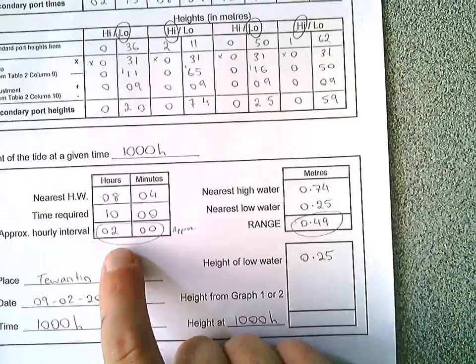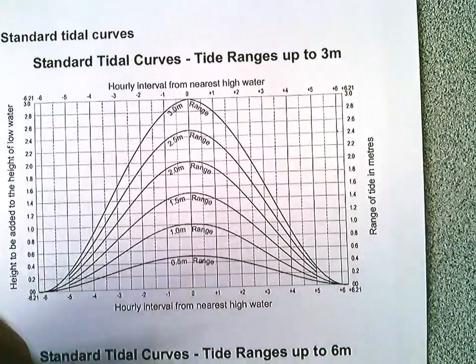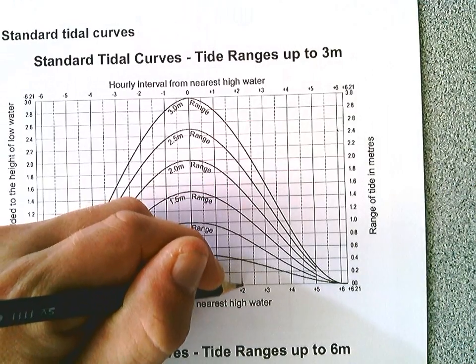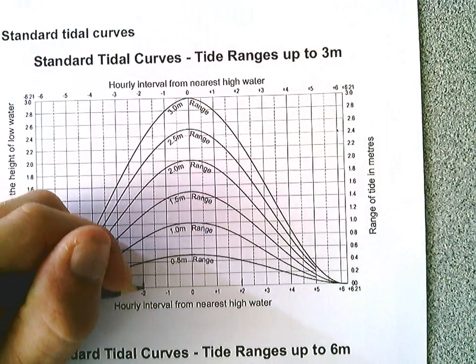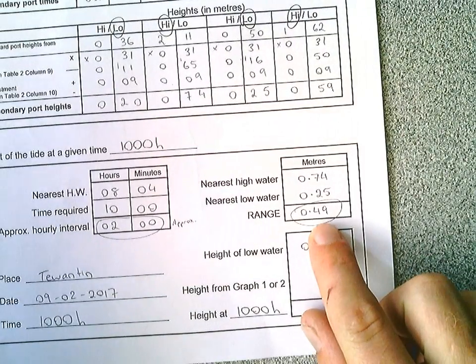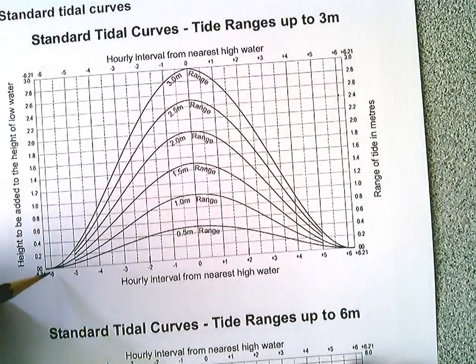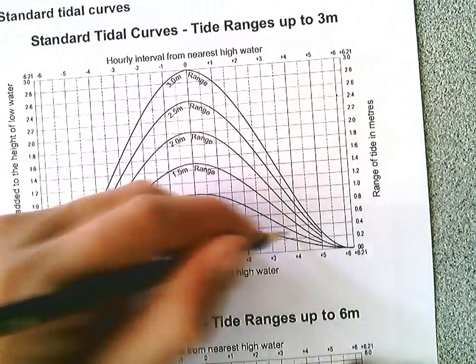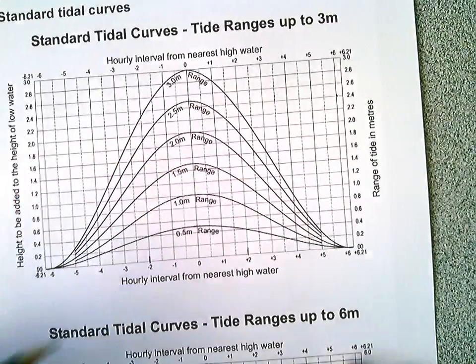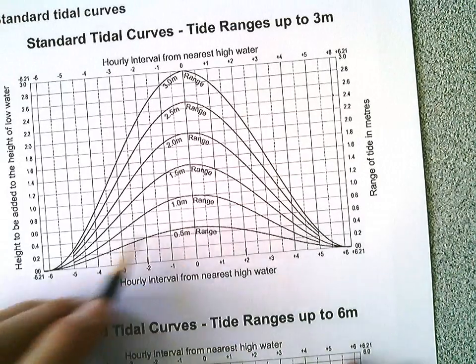So this is what we do. With those numbers, we locate the approximate hourly interval on our x-axis, which is here. Here's our 2, plus or minus will give us the same results. We then need to note that our range is 0.49, which is very close to 0.5. Rounded up to 0.5, it's going to save you some time. And if I go to my range curves, you'll see a 0.5, a 1, a 1.5, and so on. This is the 0.5, which is closest to my 0.49. So this is the curve that I'm going to use.